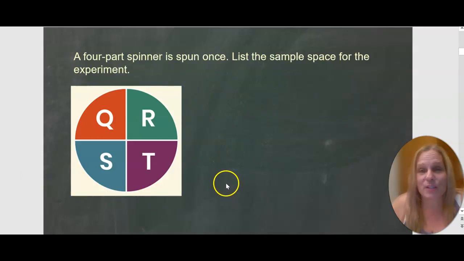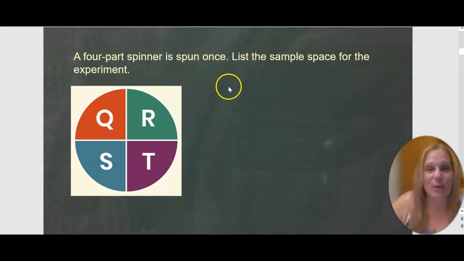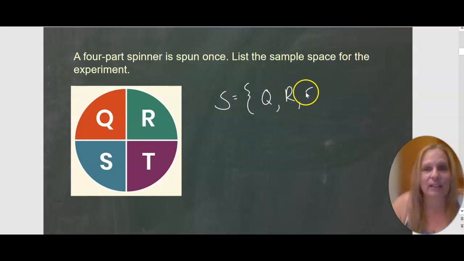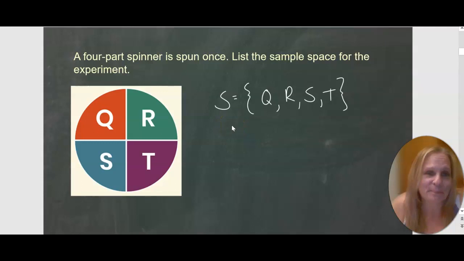A 4-part spinner is spun once. List the sample space for the experiment. So again, we're listing all of the possible outcomes. That spinner could land on Q, it could land on R, it could land on S, or it could land on T. Notice I listed them alphabetically. Typically, that's how you'll see sample spaces listed. They'll list them alphabetically.